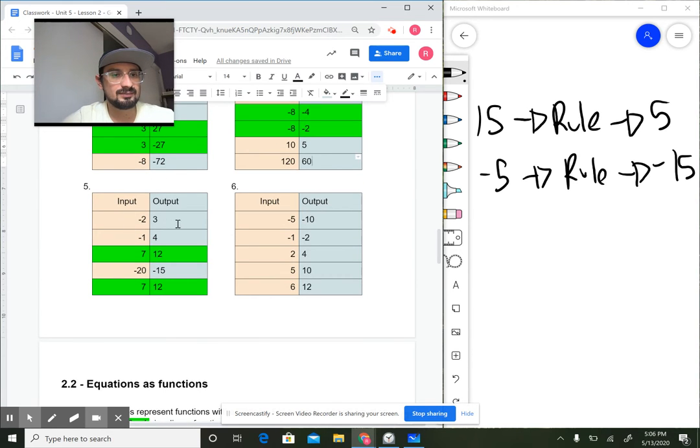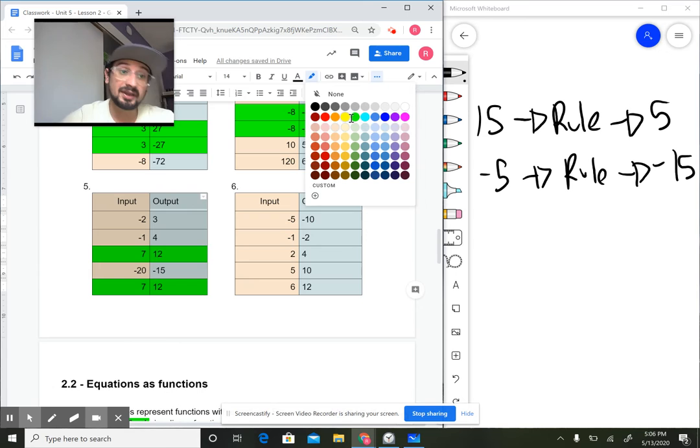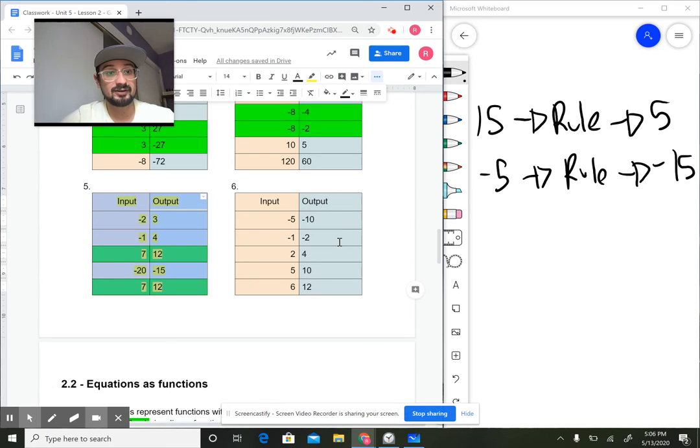And then over here, you can see that negative 2 becomes 3, negative 1 becomes 4, 7 becomes 12, negative 20 becomes negative 15, 7 becomes 12. So you can see there, they have the same input here, but they have the same output. And they still obey the rule of plus 5. So this would be a function. Even though the same input is repeated twice, it has the same output. So that means that every input has one output. There's only one way to add 5.